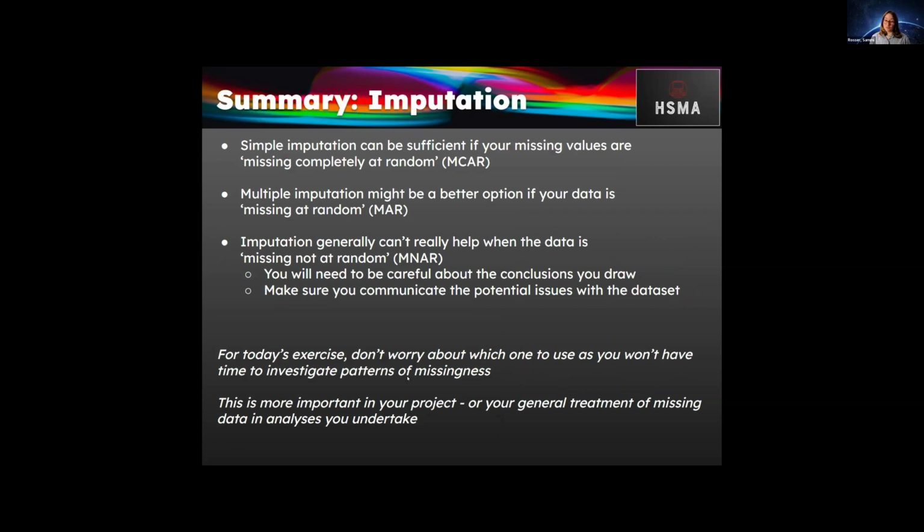So simple imputation could be sufficient if your missing values are just missing completely at random. Multiple imputation might be a better option if your data is missing at random. Imputation generally can't really help if the data is missing not at random. You'll either just need to be really careful about the conclusions you draw. You'll need to really make sure you're communicating what the issues might be with your model and your data set.